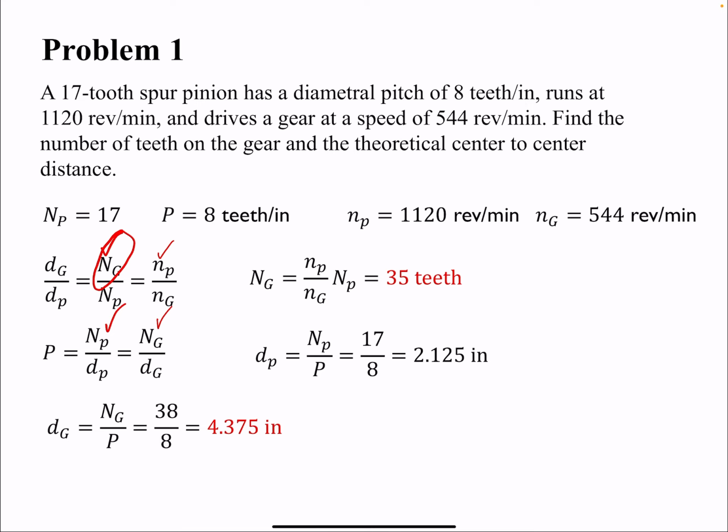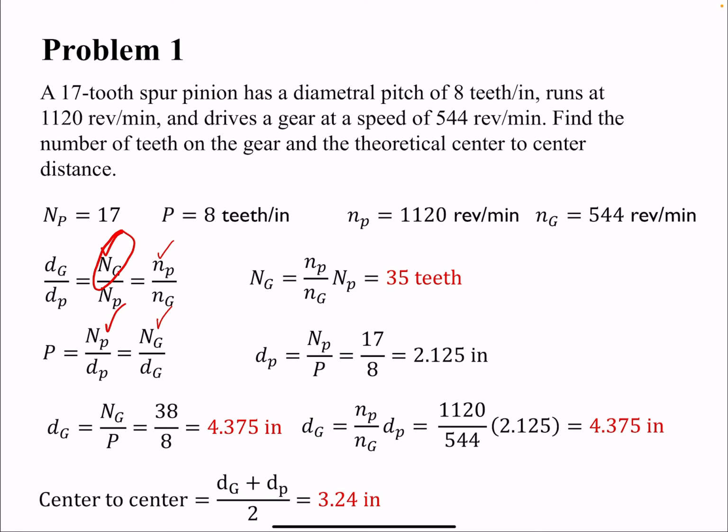And also, because now I have the diameter of the pinion, I could go back here and, based on the gear ratio, find the diameter of the gear as well. So if you do that, of course, you get the same answer. Center to center distance is just the addition of the two radii. So here we have the diameter, that's why we divided by 2. So that's the center to center distance.